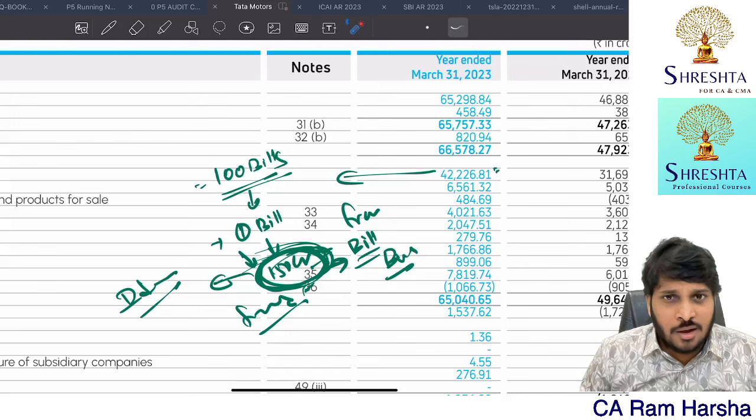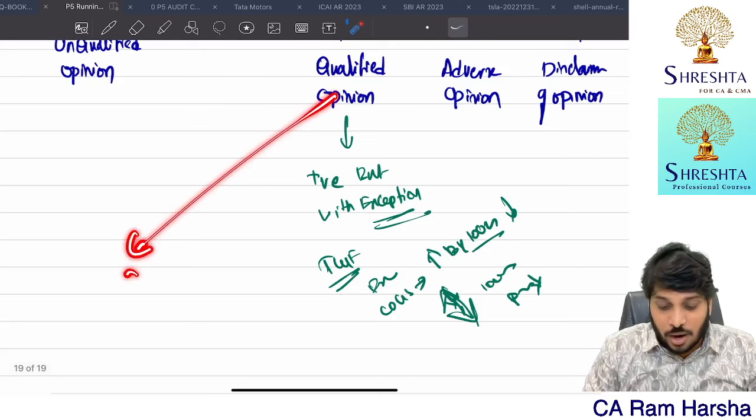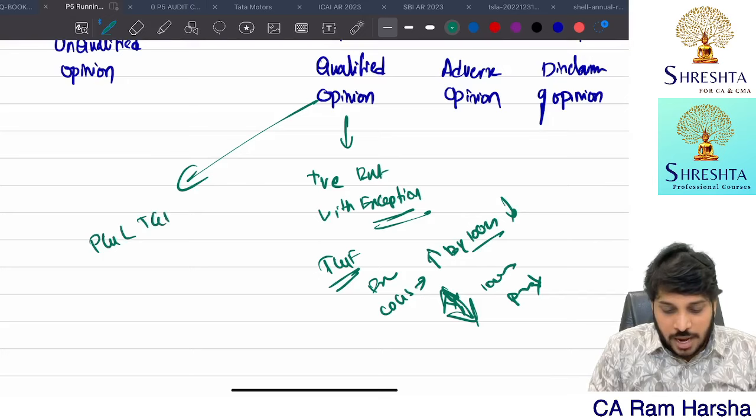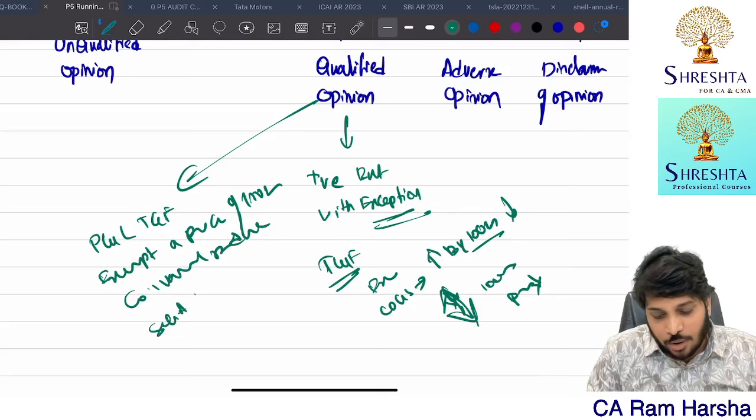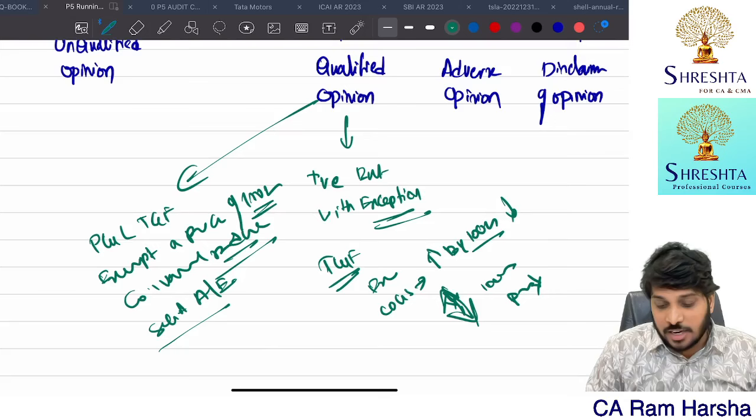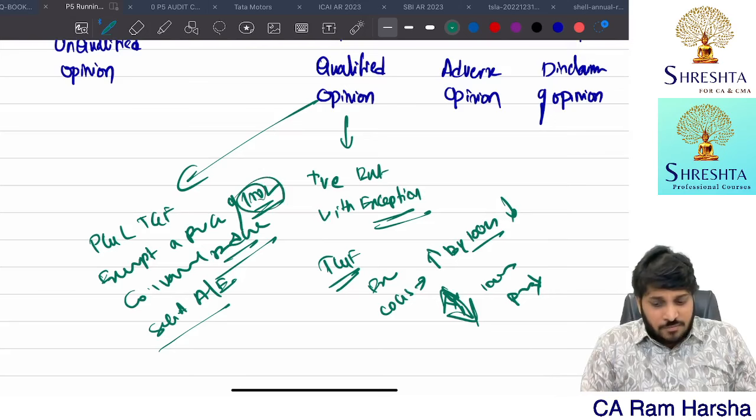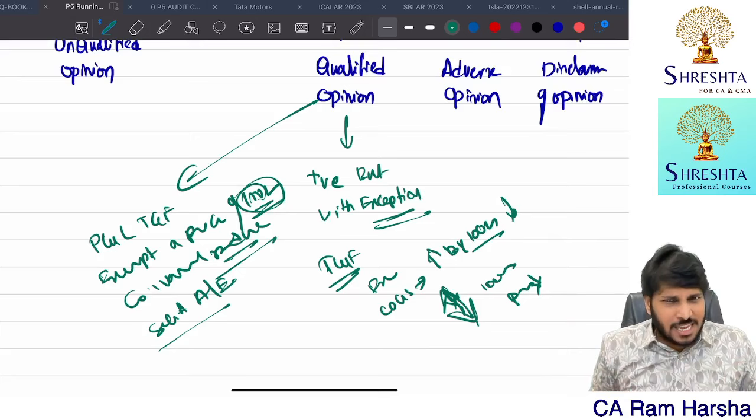So give a qualified opinion, sir, if you want. Okay, I will give in this case also qualified opinion. I will give in this case also the P&L account is true and fair, except a purchase cost of 150 crore, where the company is unable to produce sufficient and appropriate audit evidence. Company is unable to give me background documents for 150 crore. Except that, rest everything is true and fair. So am I saying this 150 crore wrong? No. Am I saying 150 crore right? No. What am I saying? Everything is true. For this 150 crore, company is not giving me any proof.